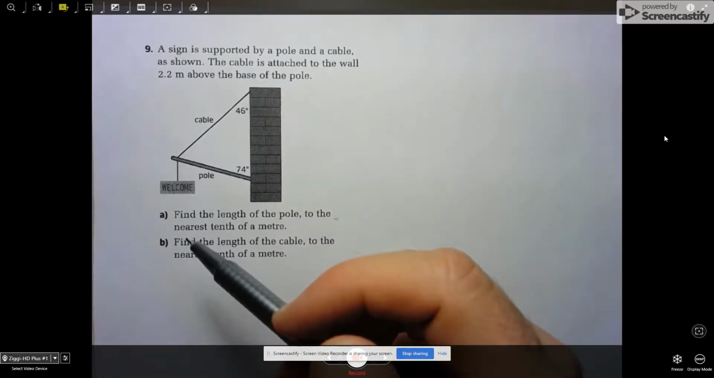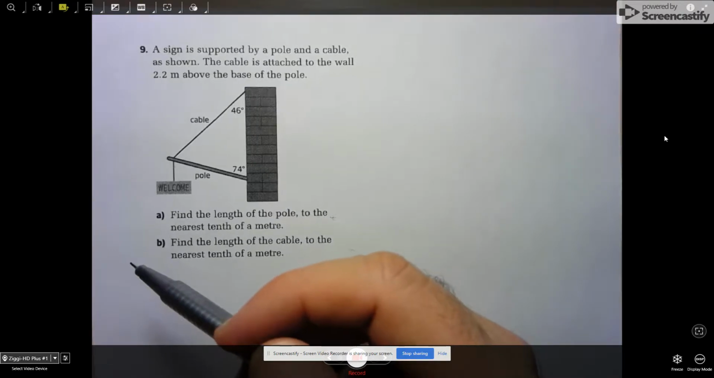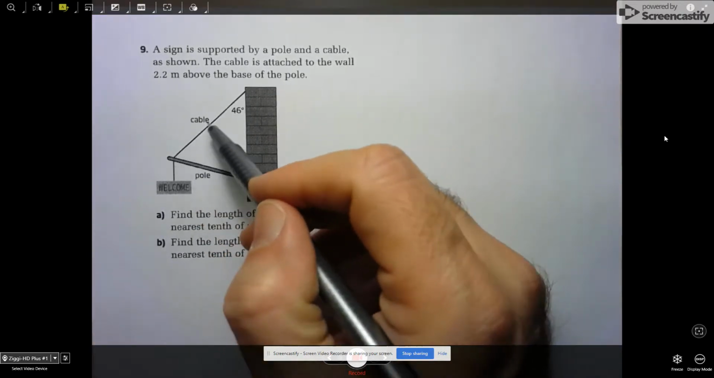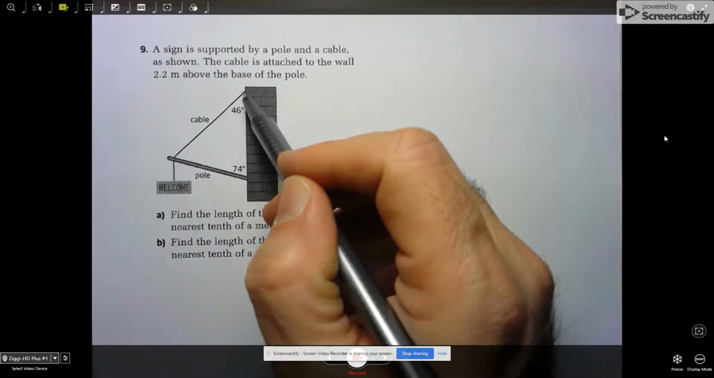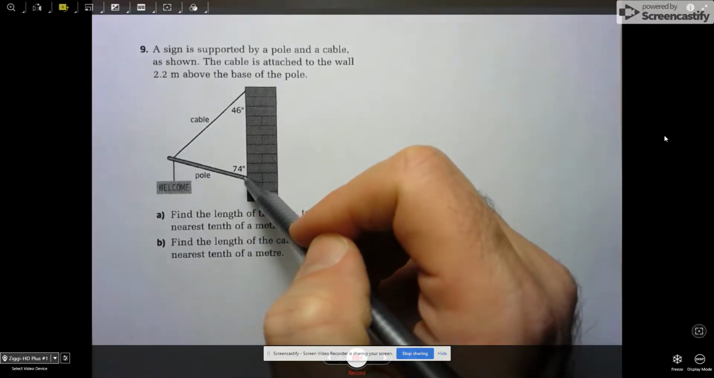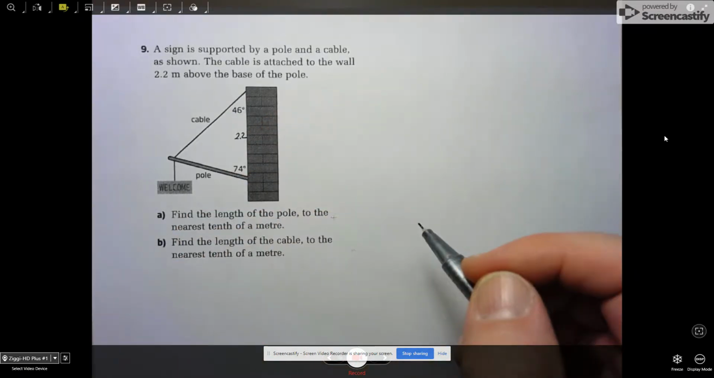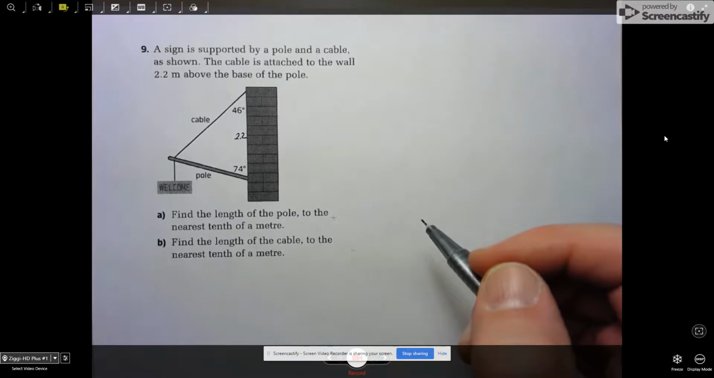The cable is attached to the wall 2.2 meters above the base of the pole. So this is important here. It says that the cable is attached to the wall. So there's where it's attached to the wall, and it's 2.2 meters above the base of the pole. So that would be the base of the pole. So that means that this side length is 2.2. Okay, so it's definitely something we would like to have in this diagram.